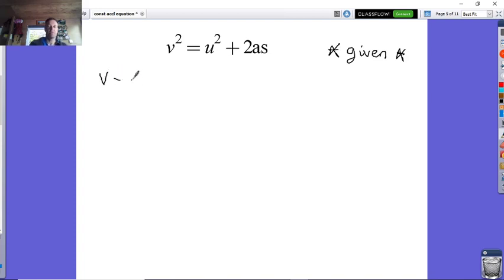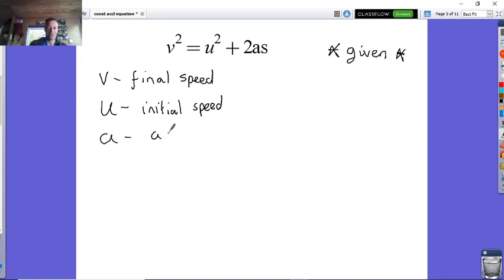V you've met before. V is going to be the final speed. u is going to be the initial speed. And some of you are then thinking, oh, what do the rest of the symbols mean, aren't you? I know, isn't it exciting? What do you think a is? It's going to be acceleration. I think you could have guessed that one.